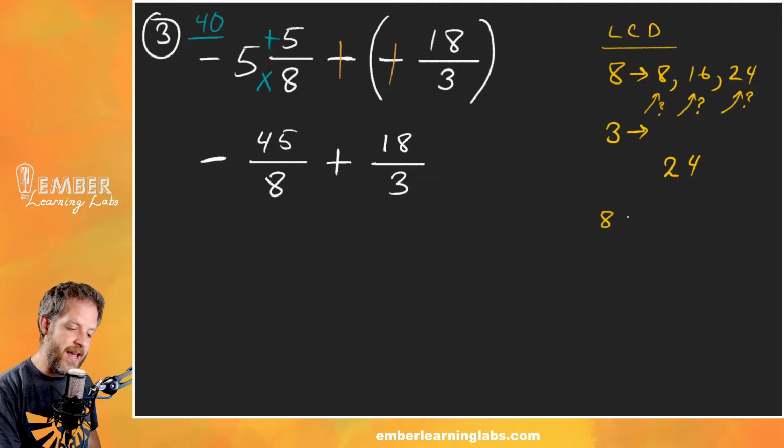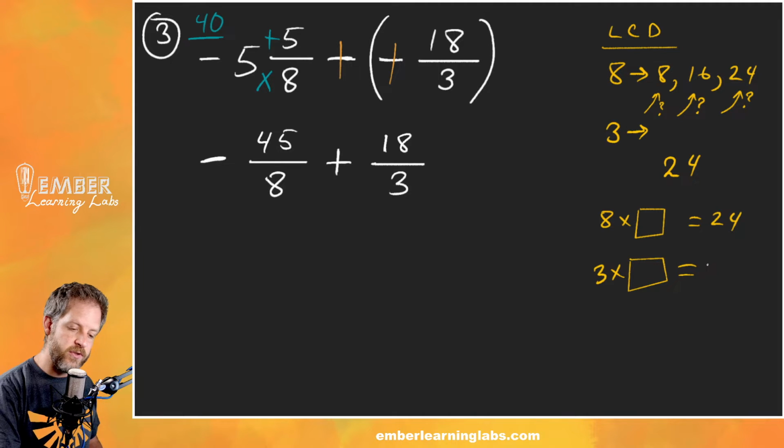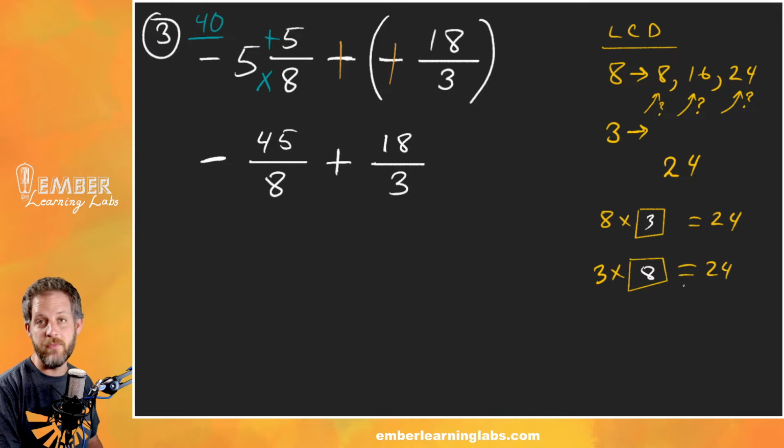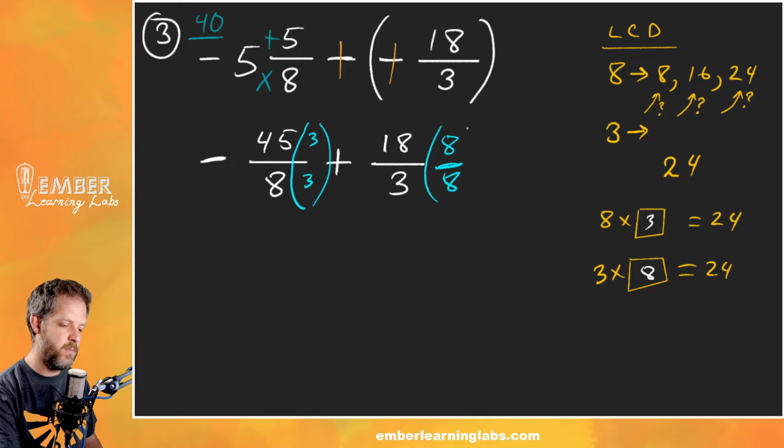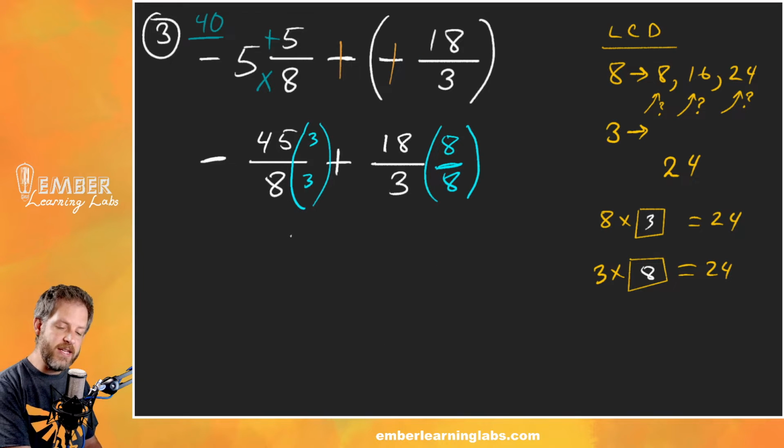Right? So 8 times what equals 24? 3 times what equals 24? In here, we're going to put a 3 and an 8. Right? And then we're going to bring that guy over here and do times 3 on this one and times 8 on this one. Okay, so 3 times 45.